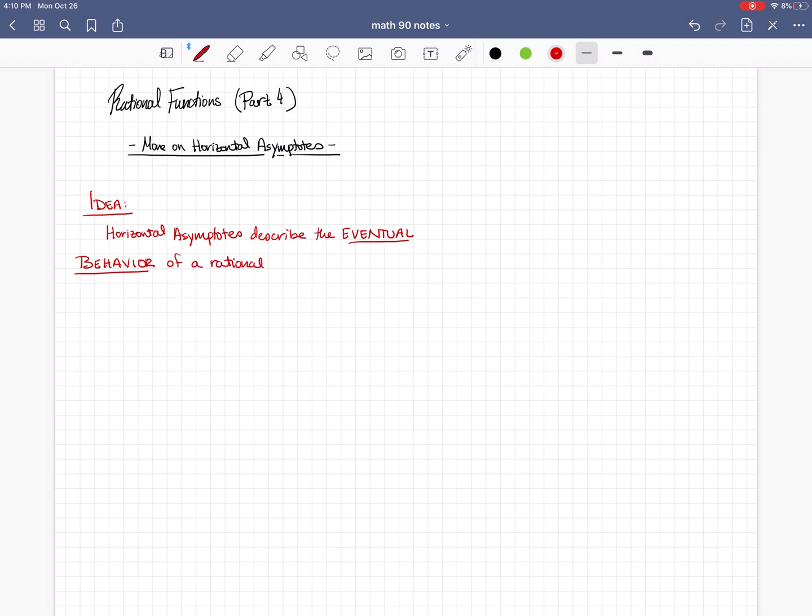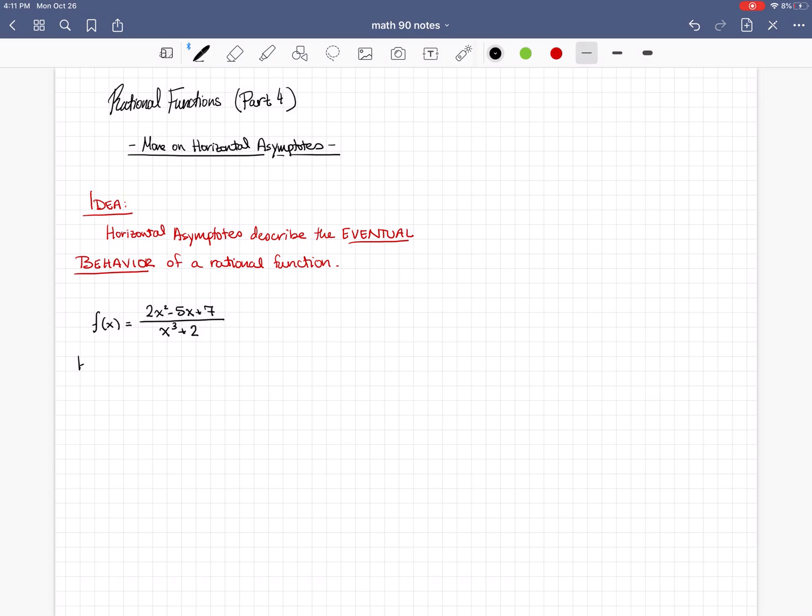What does eventual behavior mean? When we're talking about eventual behavior, we're talking about what happens as x grows beyond all bound. So let's look at an example. Say that we have 2x squared minus 5x plus 7 over x cubed plus 2. I'm not going to talk about all of the different pieces of this rational function. I just want to look at its horizontal asymptote.